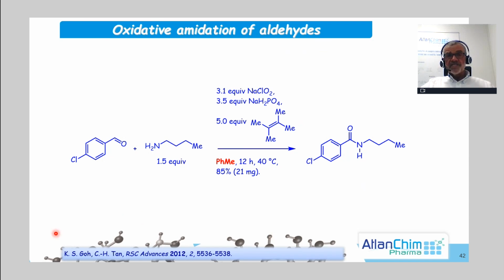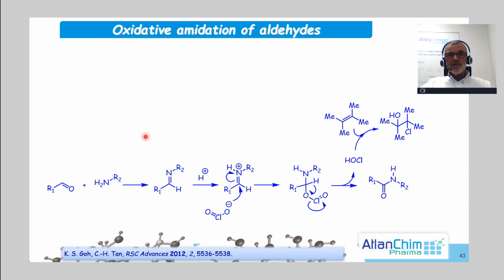This group investigated this amidation between 4-chlorobenzaldehyde and n-butylamine, and the optimum conditions for the reaction are shown on this slide and are identical to those used in the pinnick oxidation of aldehydes, except for the solvent, toluene instead of tert-butanol. As you can see here, the desired amide is obtained in good yield, and only 1.5 equivalents of amine were used.